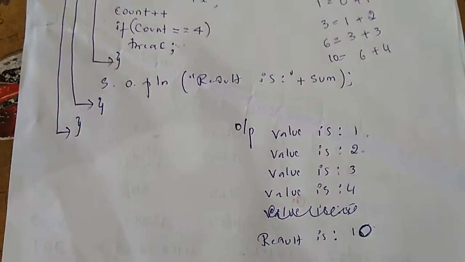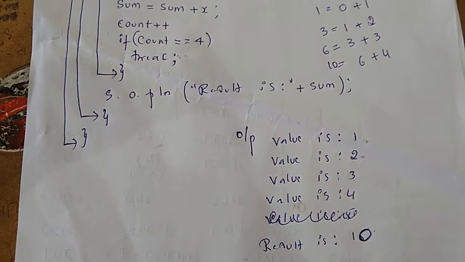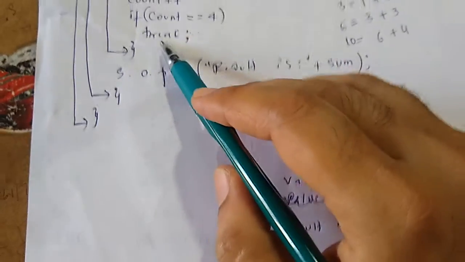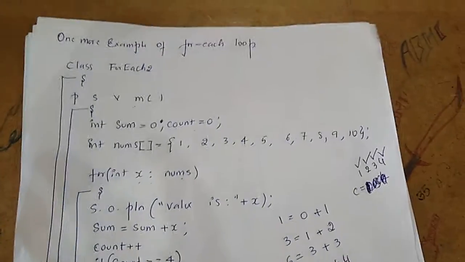So in this way you can come out of a for each loop by using the keyword break. Just copy this particular program along with the output.